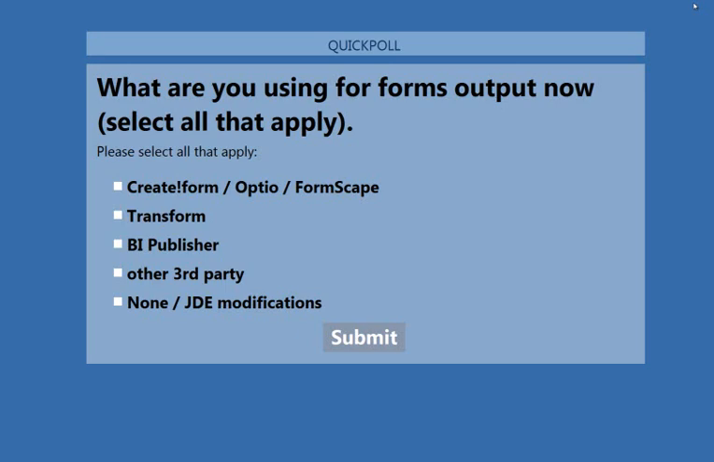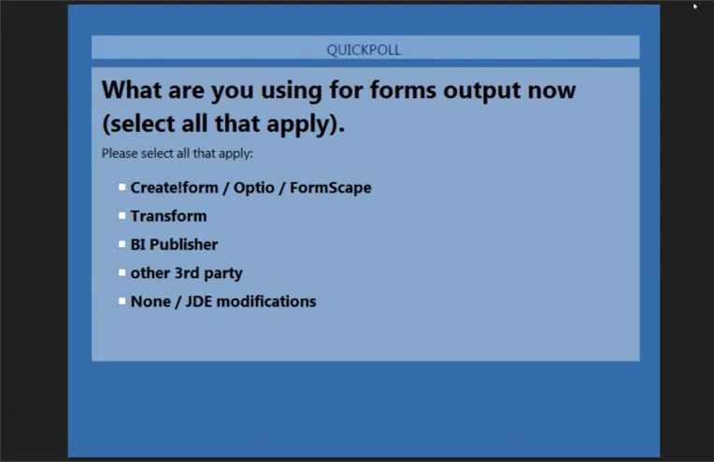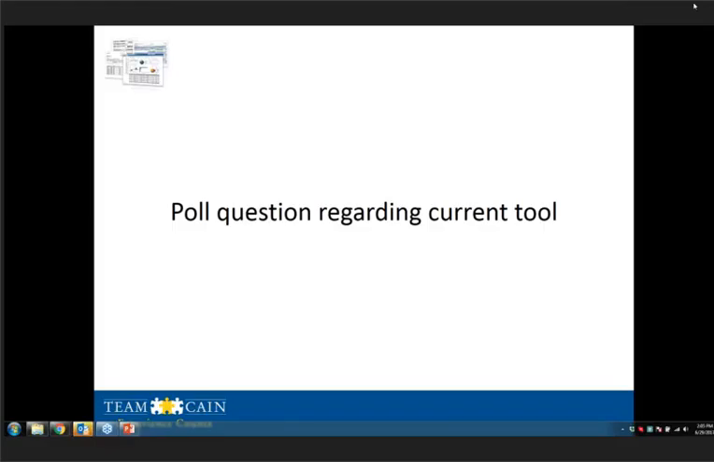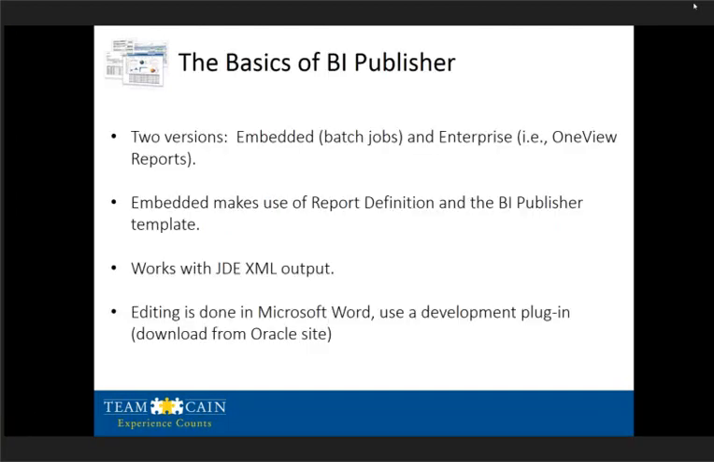It doesn't look like we have a lot more coming in, so I'll share this in a second. About two-thirds of the people are using Createform, Optio, or Formscape, another 15% using Transform, 23% using BI Publisher, 8% other, and 8% none, who are just using JD Edwards modifications. So excellent, about what we would have expected as well.